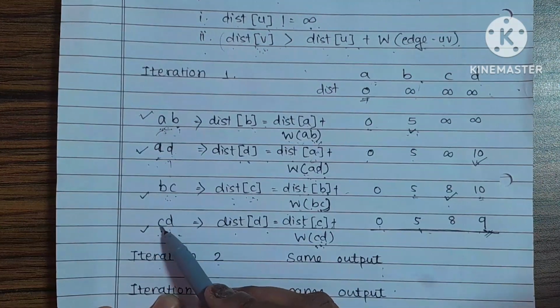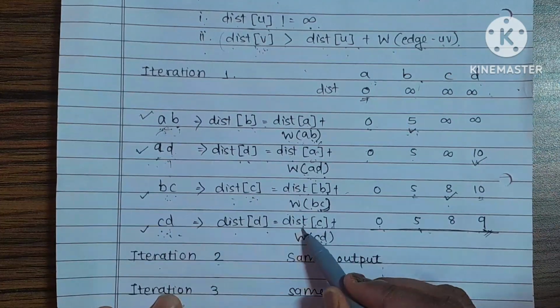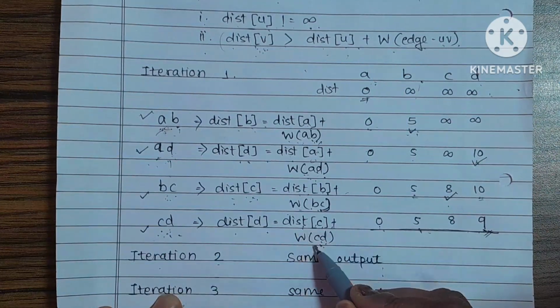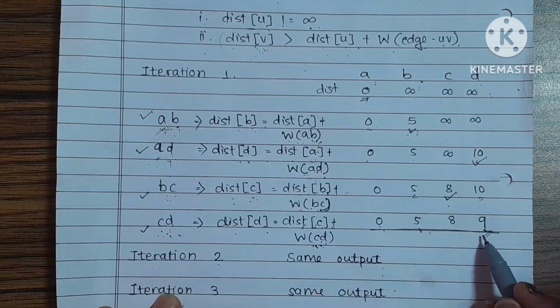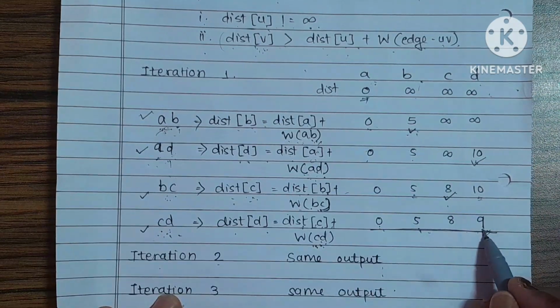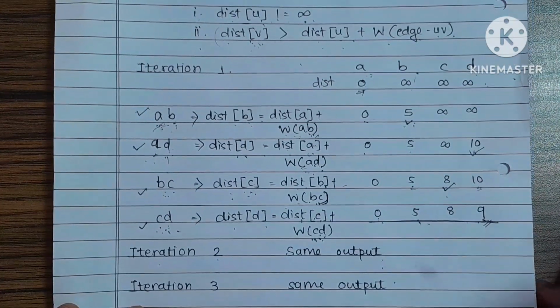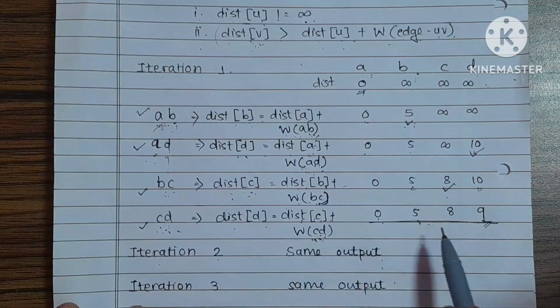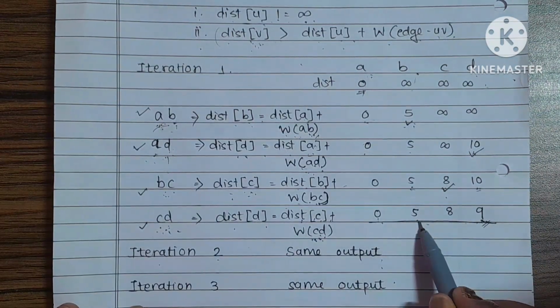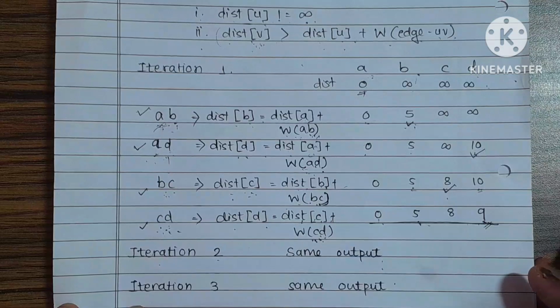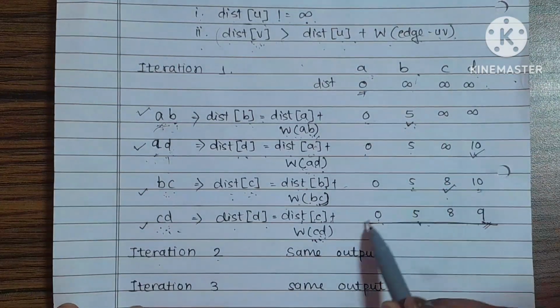Lastly, considering the CD edge, the distance of C is 8, and 8 plus the weight of CD, which is 1, results in 9, and it is rightly holding the same. So no change will occur. Again, when we continue with iteration 3, we get the same output. Now the question arises: with the first iteration itself we reach the answer, or rather the shortest distances of the B, C, D nodes from the A node.